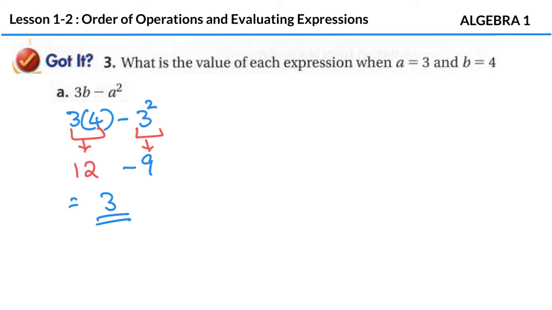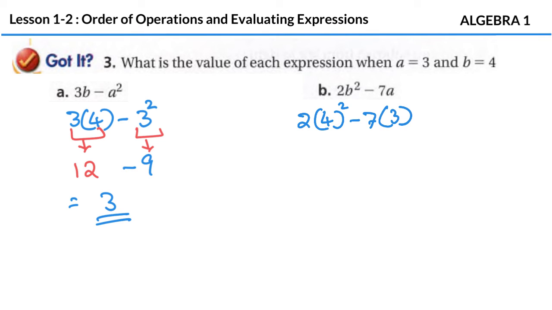Let's try another one for the same values of a and b. 2b squared minus 7a. Let's replace the values first. It's going to be 2b squared. b is 4, so 4 squared, minus 7 times a, which is 3.